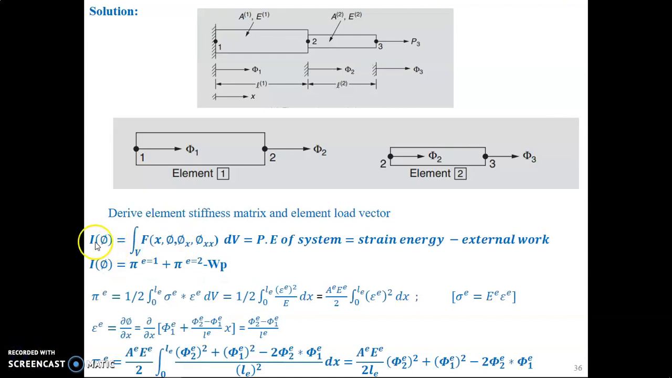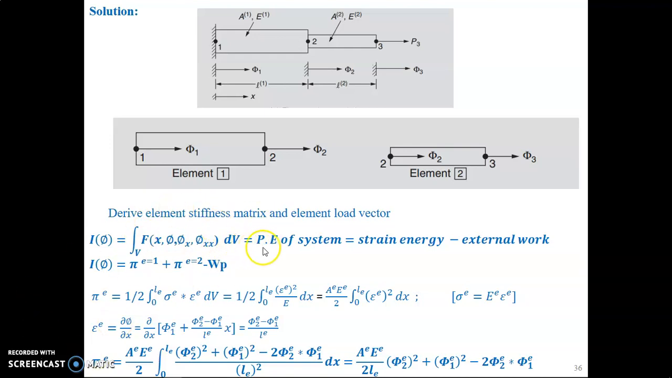Now the next step is to obtain the integral which has to be minimized over the solution domain, that is from the first node to the third node, or for the entire volume of the system. For that we need to find the function f, which is a function of the x coordinate, the displacement derivative with respect to x, and the displacement second derivative with respect to x. This function will be integrated over the entire volume.